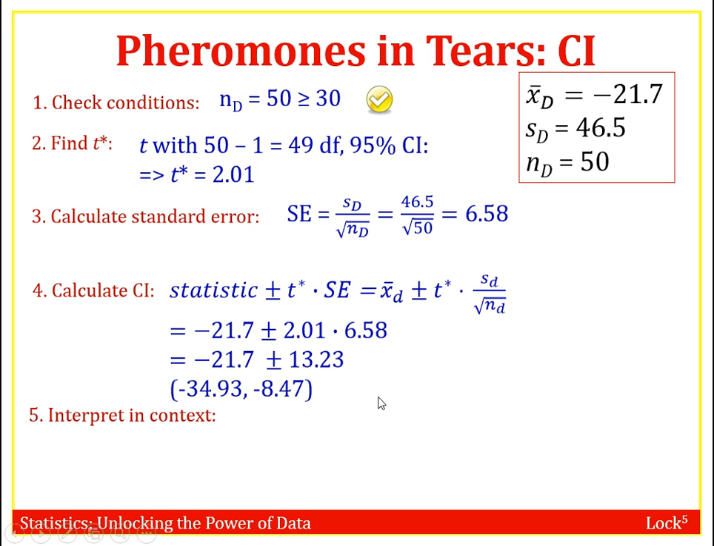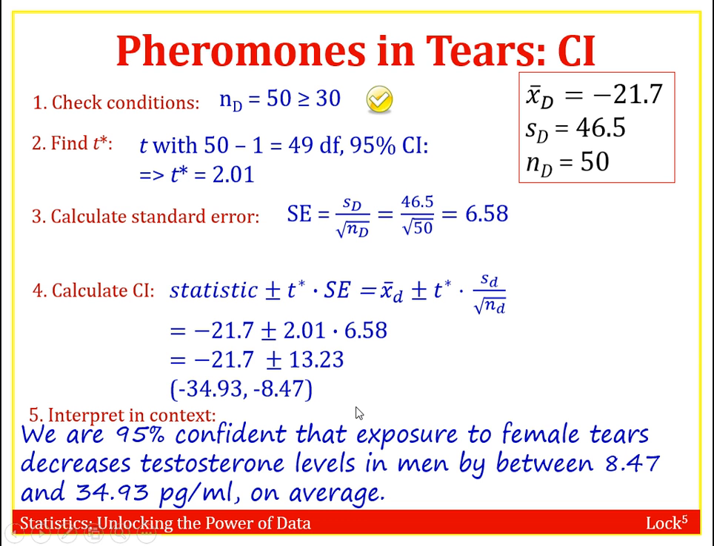So what does that mean in the context of this question? We're 95% confident that the exposure to female tears decreases the testosterone level in men between 8.47 and 34.93 picograms per milliliter on average.